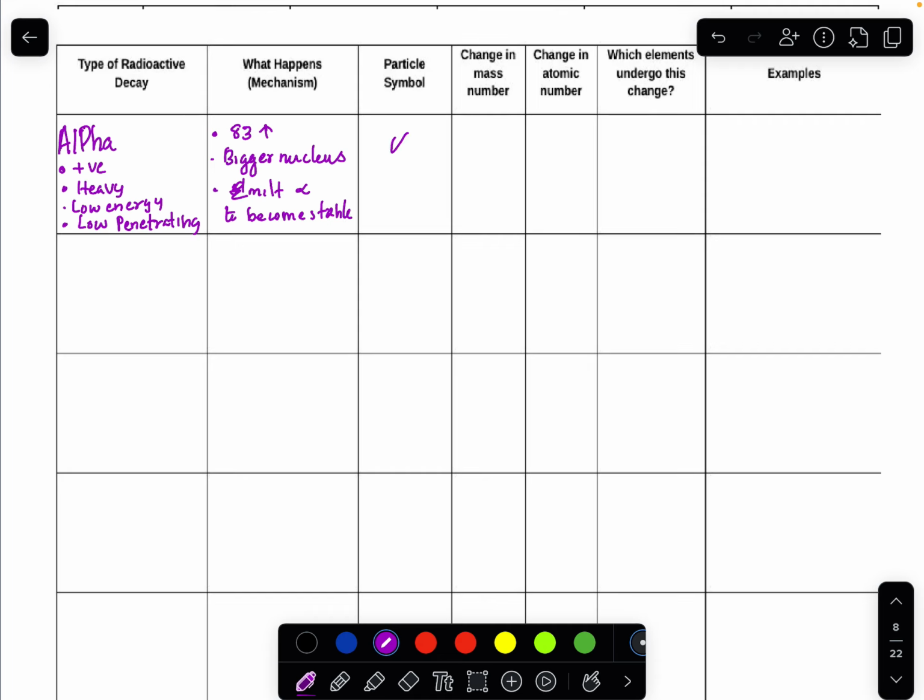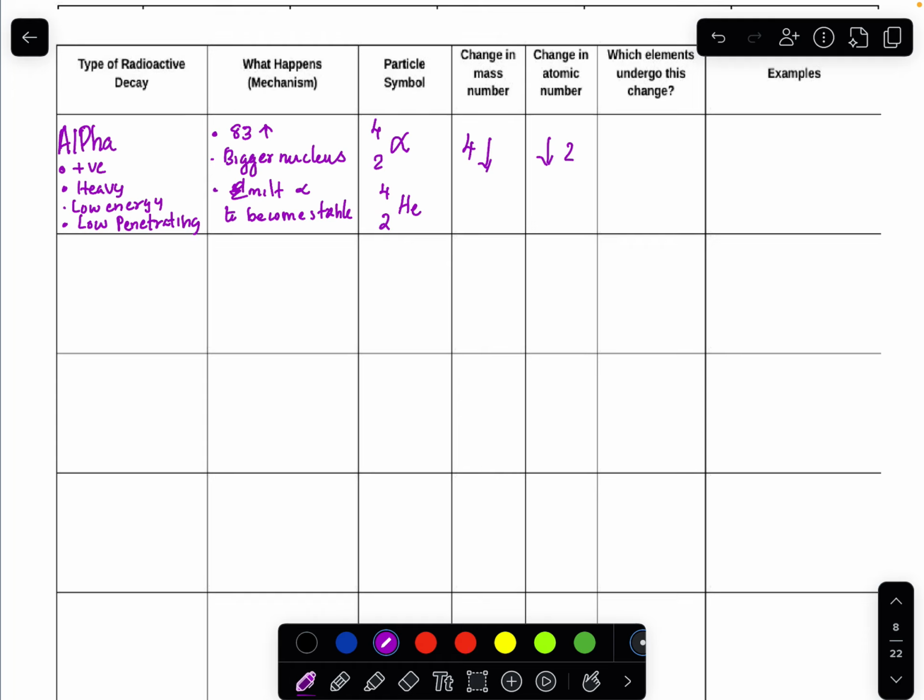Particle symbol alpha, atomic number 2, mass number 4, or you can simply write it is similar to helium but positively charged. When an atom emits an alpha particle, it is releasing an alpha particle. What will happen? It is removing 4 mass number, so mass number decreases by 4. Atomic number decreases by 2.